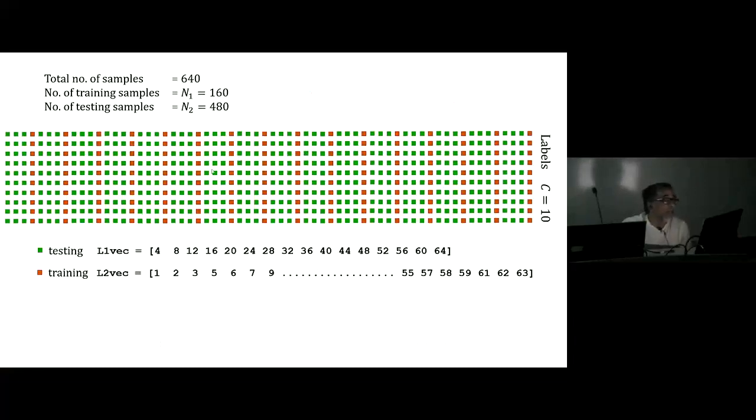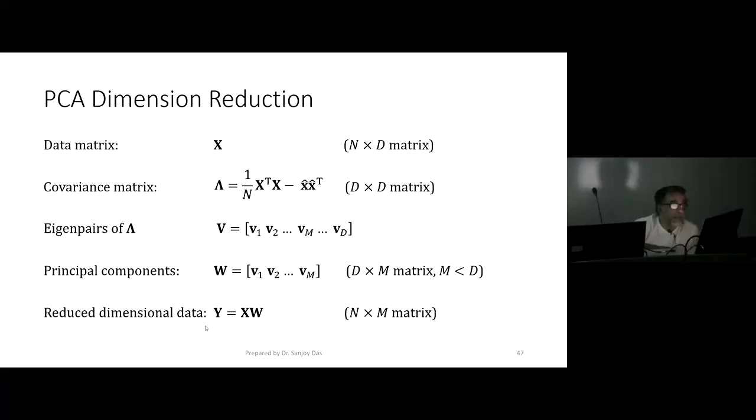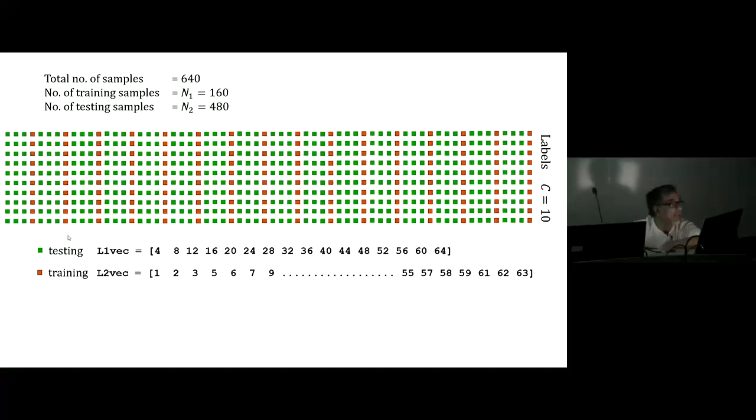Okay, so anyway, these are the sample points. Total number of sample points is 640. And we divide them into testing and training samples. So all the greens are the testing samples. Okay, but PCA will first find this W using only the training samples. Okay, so these brown ones are the training samples.